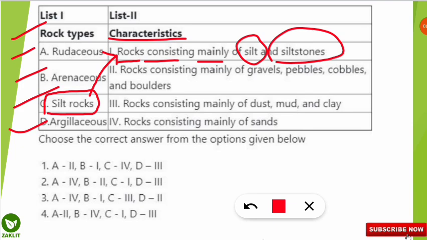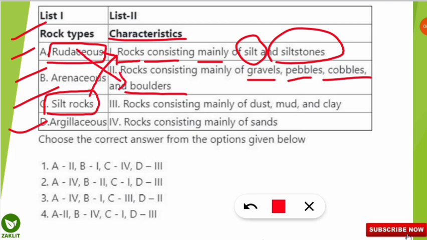Now we will see one by one what is rudaceous rock. Rudaceous rocks are those kinds of rocks which are larger in size. So the rocks which are big in size are called rudaceous rock types. For example, the rocks which mainly consist of gravels, pebbles, cobbles and boulders. So these are big size rocks. So A will match with number 2.